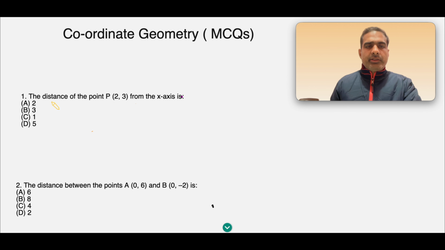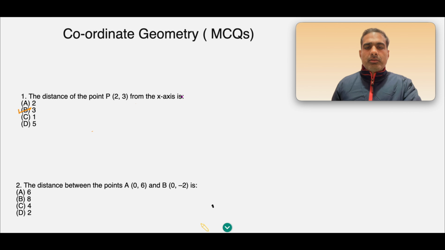So the first question is: the distance of the point P(2, 3) from the x-axis is. If you have understood the concept, then we know that the y coordinate represents the distance of the point from the x-axis and the x coordinate represents the distance of the point from the y-axis. So its y coordinate is 3, so its distance from the x-axis is 3.